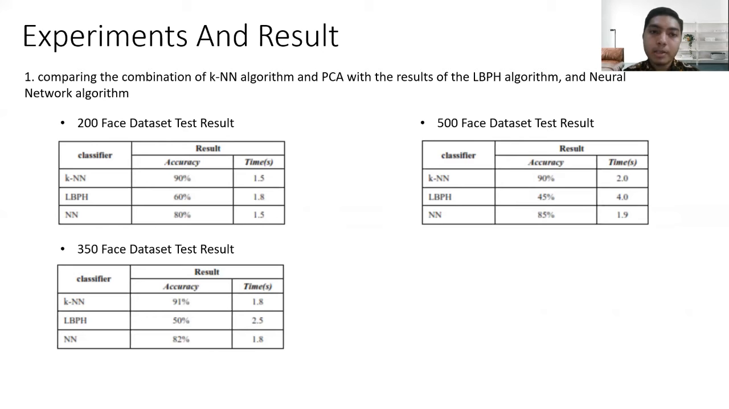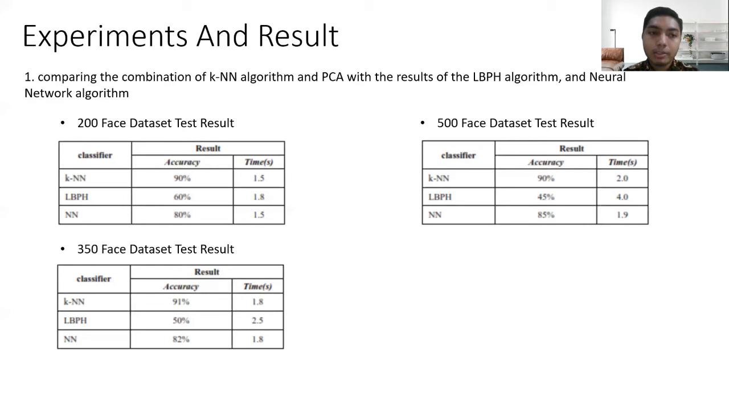These are the experiments and results. The first one: in this research, we are comparing the combination of the KNN algorithm and PCA with the results of the LPPH algorithm and also the neural network algorithm. For both LPPH and neural network, we are using a library from sklearn in Python to make these experiments. In this first experiment, we are testing the accuracy and time result based on the face dataset.